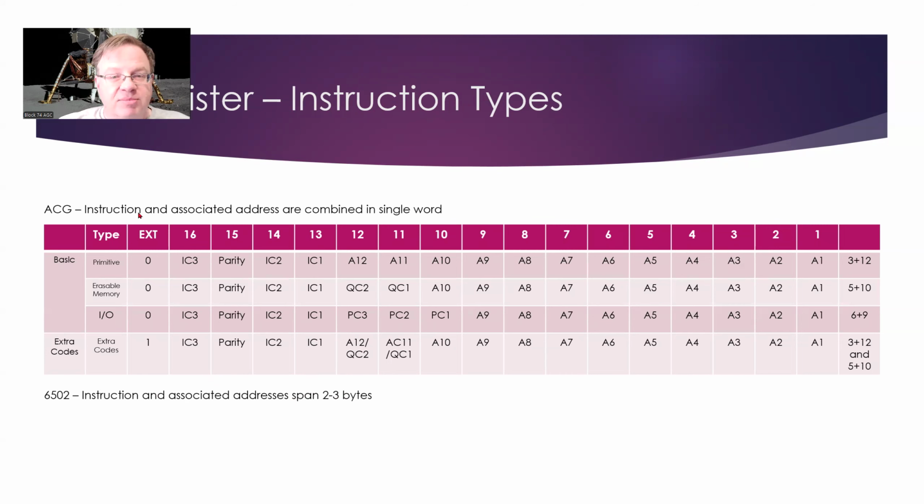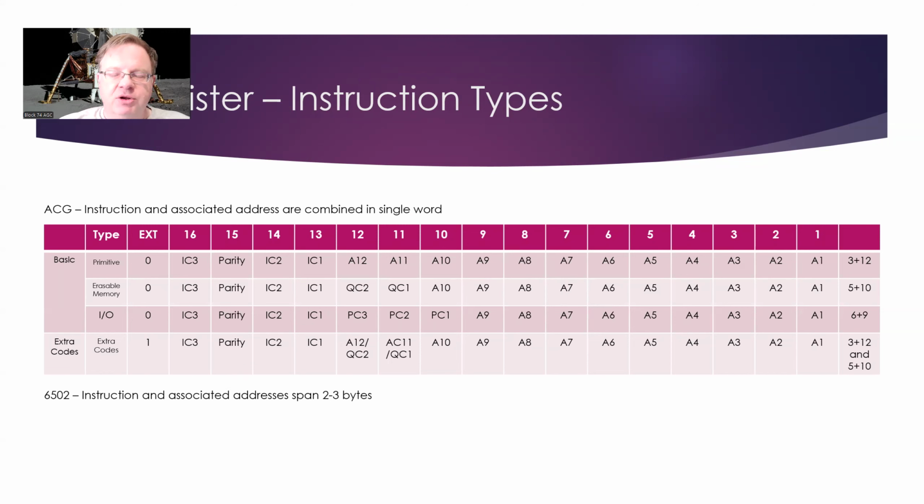Versus the Apollo guidance computer, where the instruction and the associated address are all combined into a single, in this case, 15-bit word, because of the parity bit. So that gives us these different instruction ranges or memory ranges that we're going to have to care about.